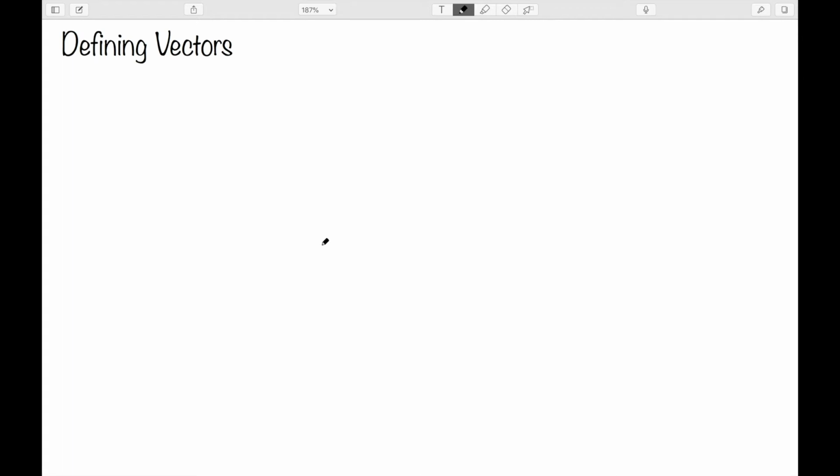I want to start by defining a vector. Engineers and physicists will represent vectors in 2 dimensions or in 3 dimensions by arrows. And there are 2 big defining characteristics of this arrow. These are the direction of the arrowhead and the length of the arrow. Mathematicians call these geometric vectors.